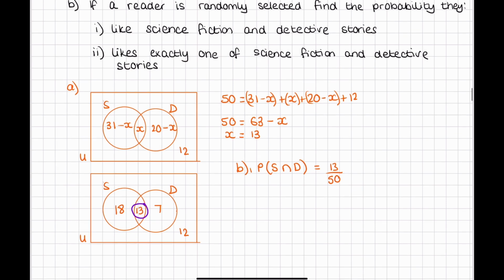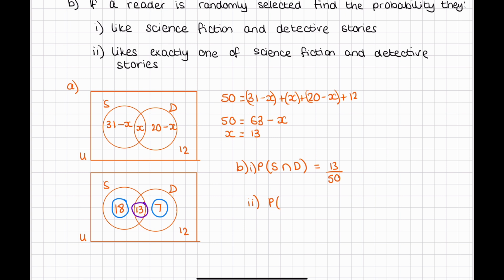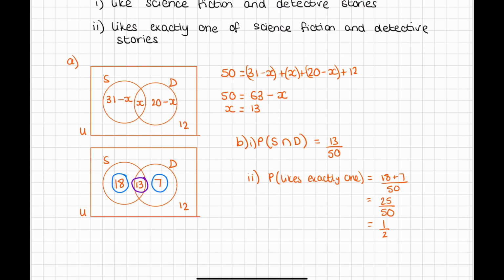And then part 2 is asking us likes exactly one of science fiction and detective stories. So that's exactly one, which would be the 18 and the 7. So probability likes exactly one would equal 18 plus 7 out of the 50, which equals 25 out of 50, which would simplify down to a half. And that is theoretical probability.